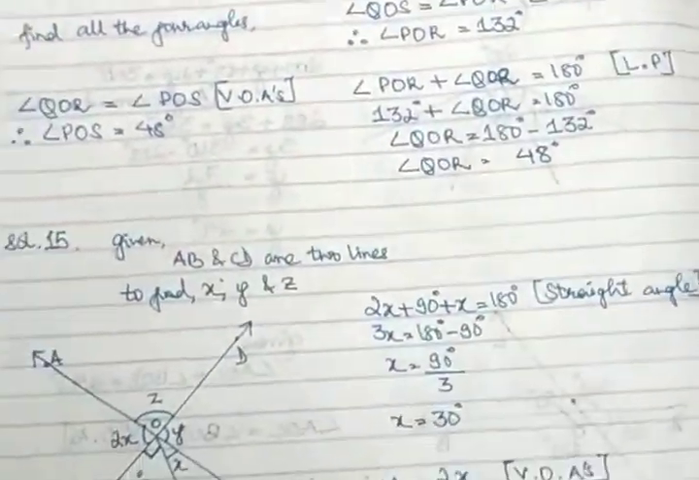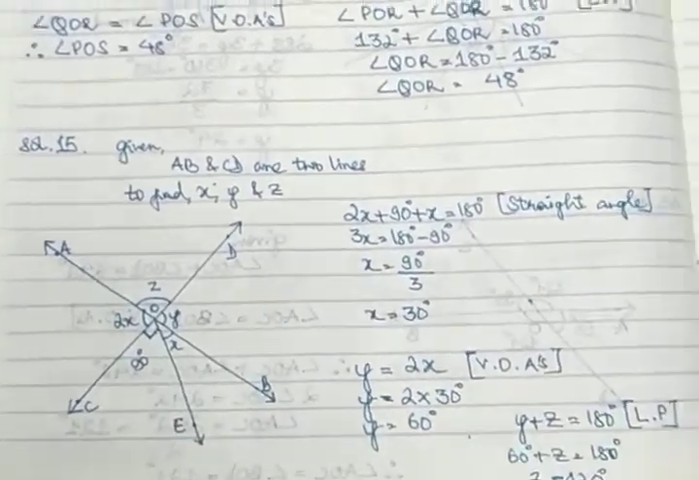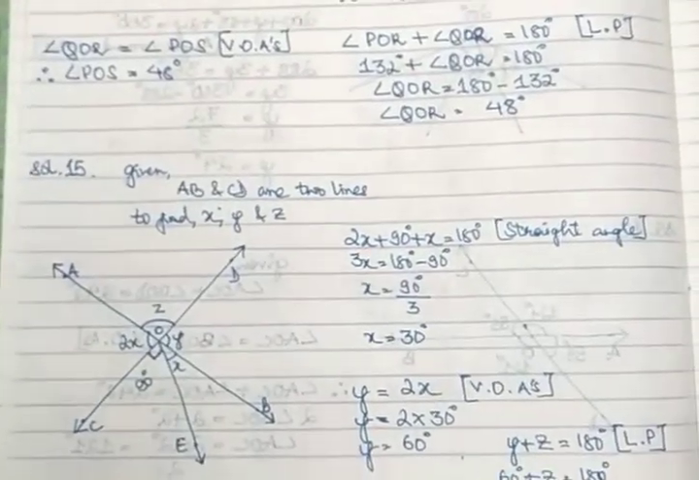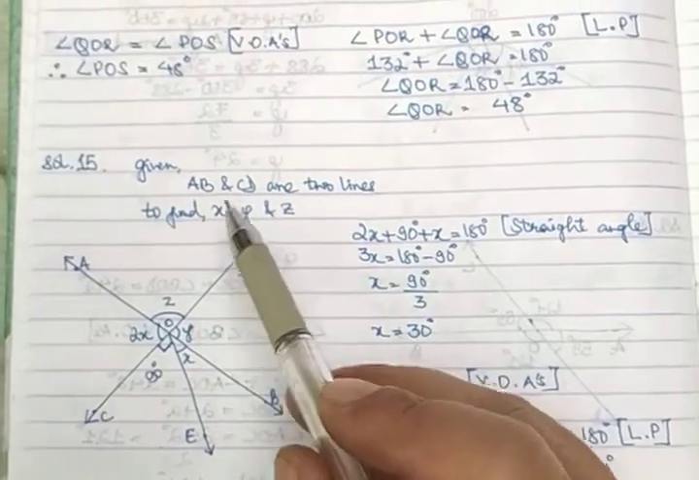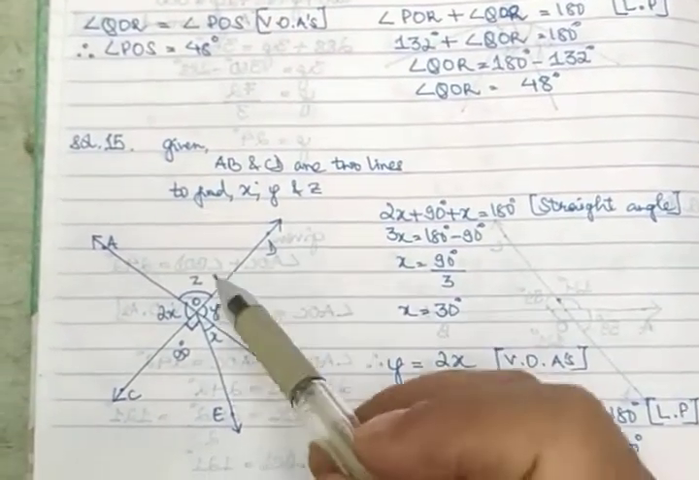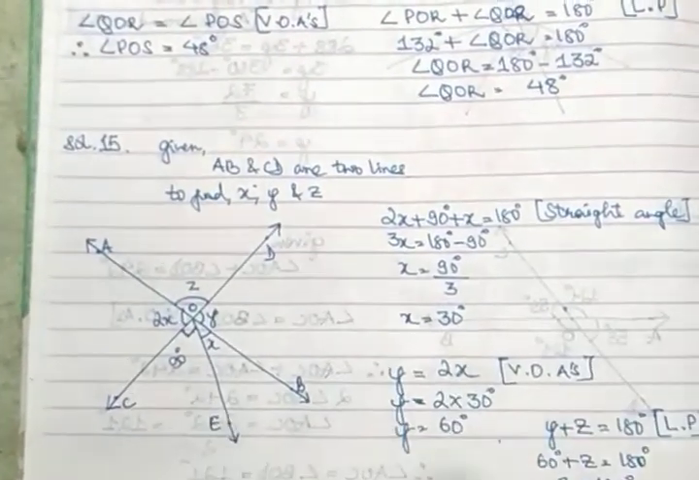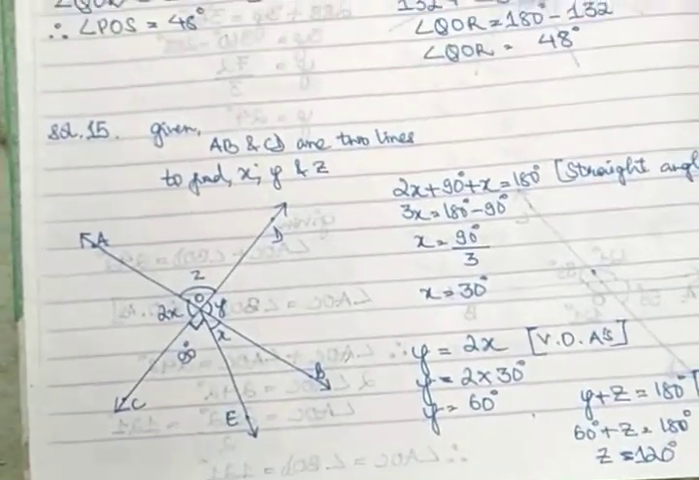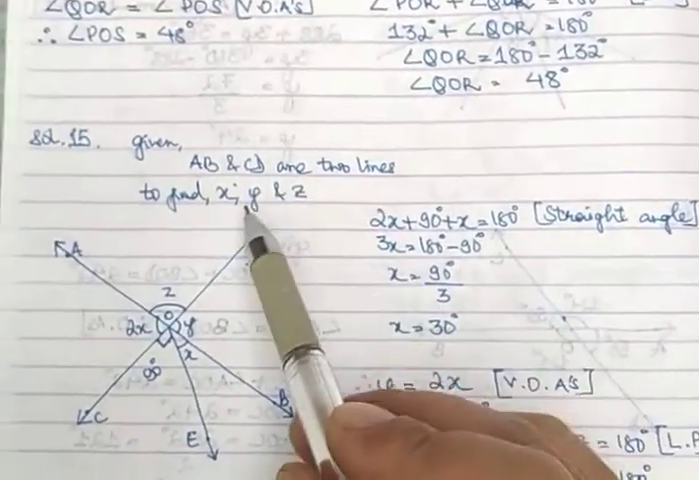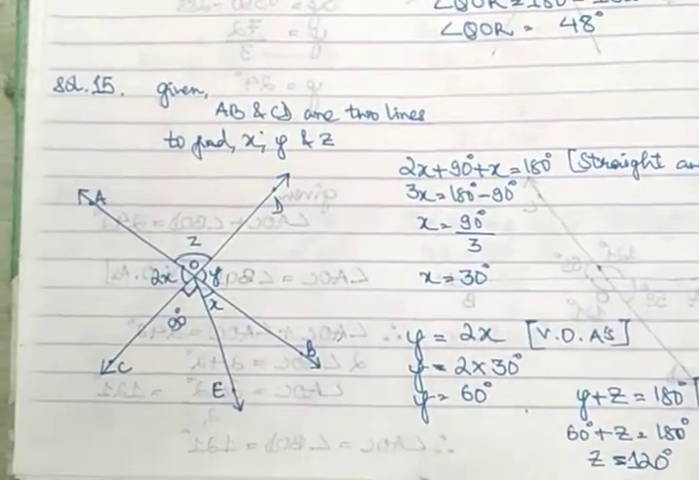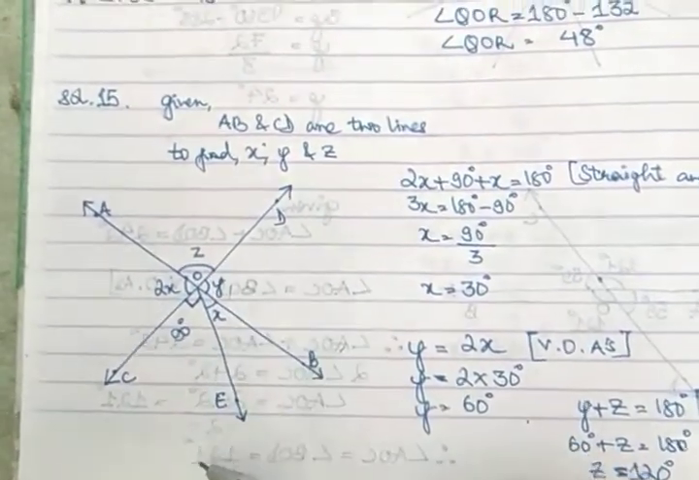Okay, so the last sum for today will be question number 15. Given AB and CD are 2 lines. Now again the same thing happened here. The 2 lines are intersecting. We need to find the value of x, y and z.